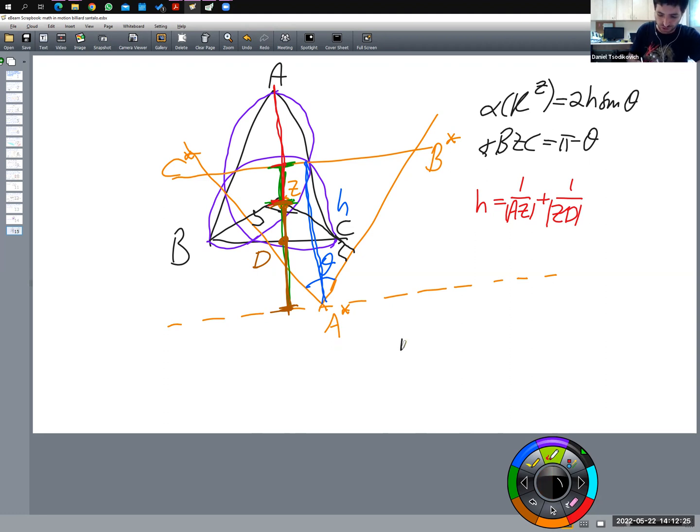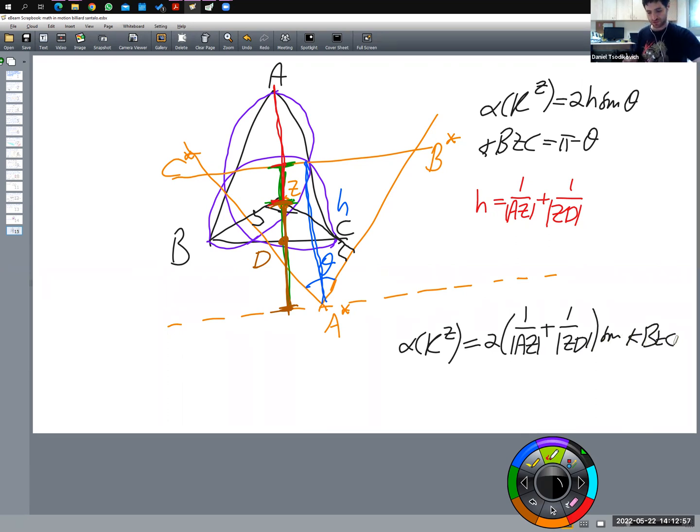So now our function of K is the following function: connect z to one of the vertices, and it doesn't depend on the vertex, because this formula does not depend on from which vertex you drop the altitude. So connect z to one of the vertices, and then compute this thing. So now we need to understand what this is.